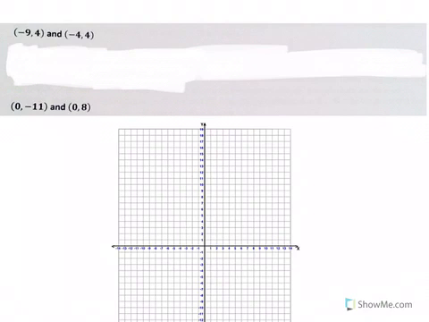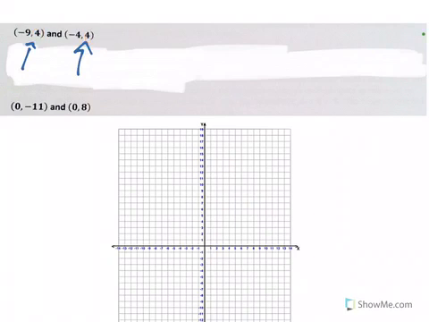All right, let's do a couple more examples here. We have negative 9, 4, and negative 4, 4. Okay, now what's different about this one? The x and y coordinates both have a number, right? But if you'll notice, in the y coordinate, the number is the same. It's 4 in both cases. So let's go ahead and graph these.